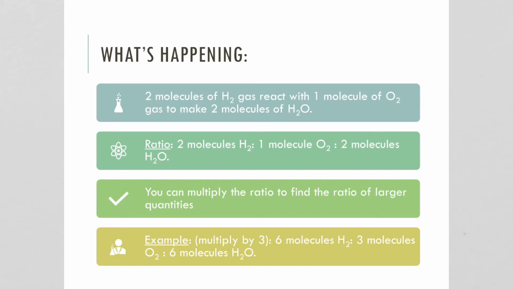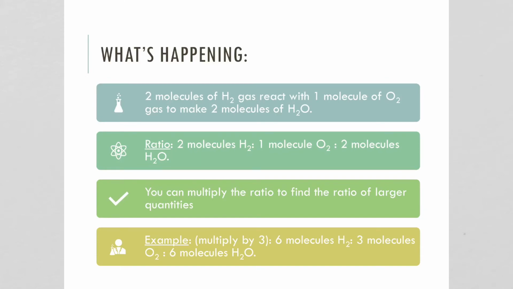So just like we said already, 2 molecules of hydrogen gas are reacting with 1 molecule of oxygen gas to make 2 molecules of water. So if you take a look at the ratio, it's 2 to 1 to 2. You can multiply those ratios to find the ratio of larger quantities, or even smaller quantities by dividing the ratio.